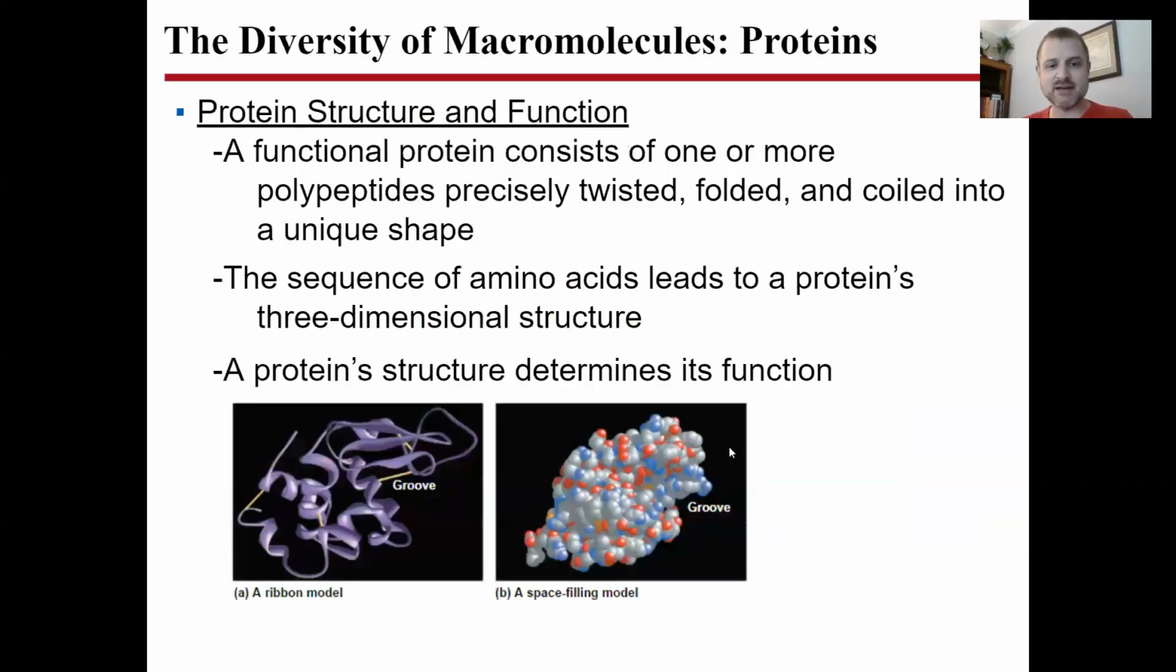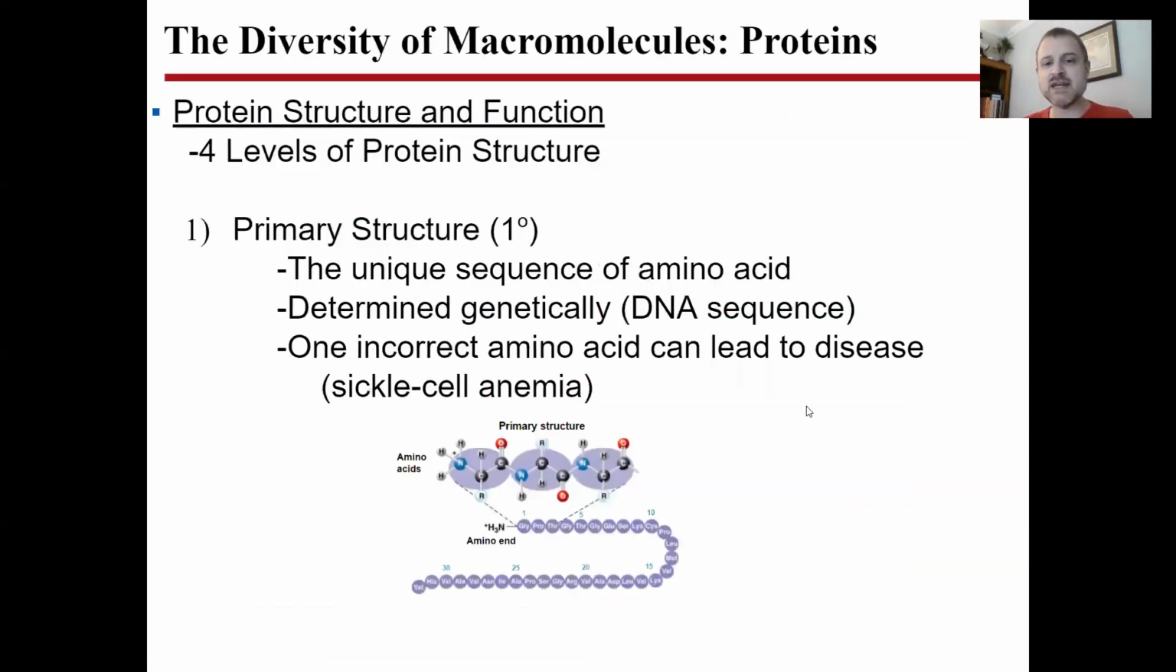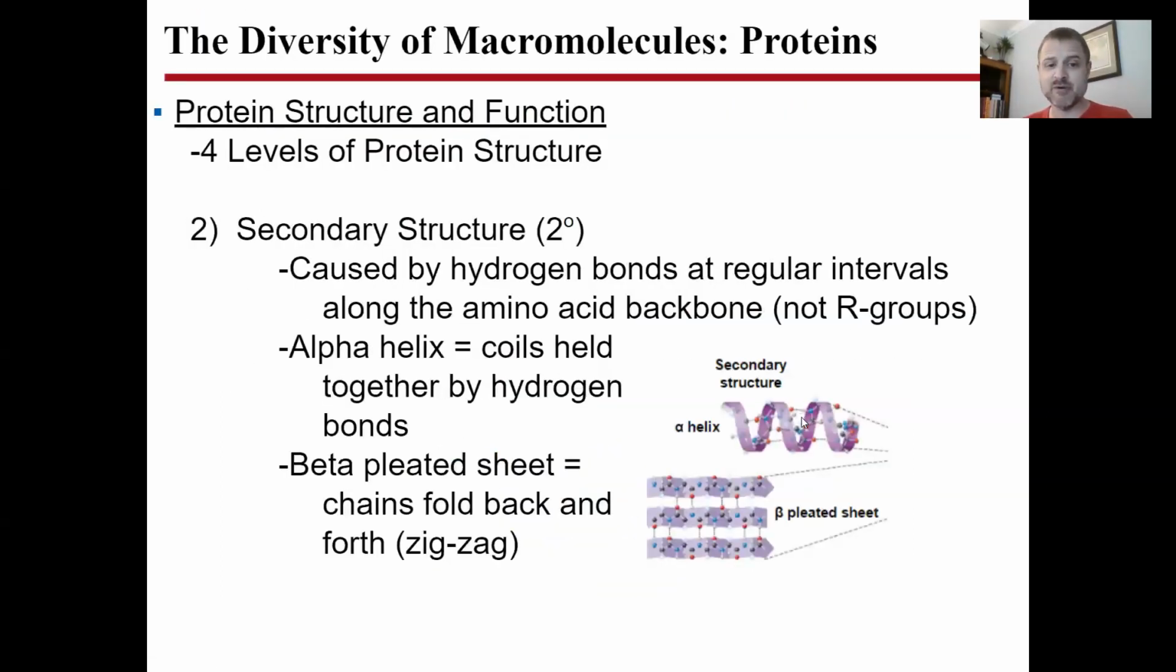If I go back a second, like in this picture, I see an alpha helix there, an alpha helix there, an alpha helix there. I don't really see beta pleats in this picture. But a protein can have multiple of both. Of note also, they're formed by hydrogen bonds between amino groups and carboxylic acid groups at regular intervals.